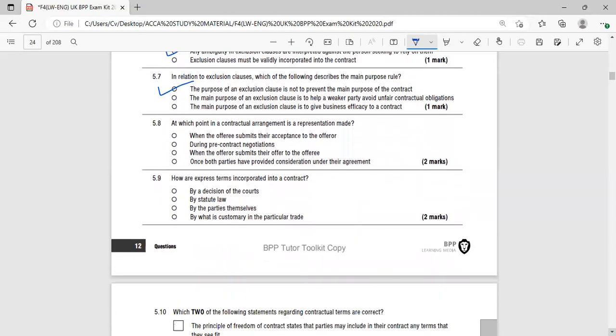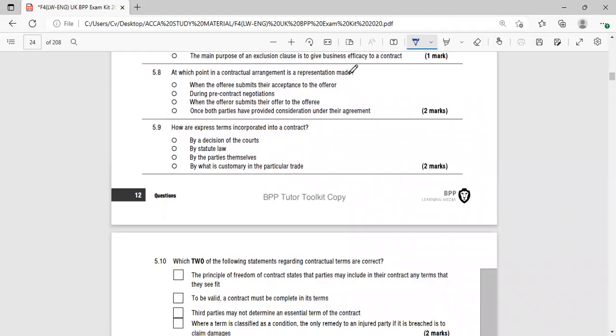Then, at what point in a contractual agreement is a representation made? When the offeree submits their acceptance to the offeror, during pre-contract negotiation, when the offeror submits their offer to the offeree, or once both parties have provided consideration under their agreement. A representation is something that induces the formation of a contract but does not become a term of a contract. They are made during pre-contract negotiation. So this is the definition of a representation, and B is the right answer.